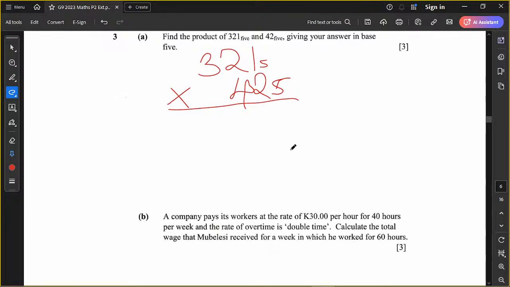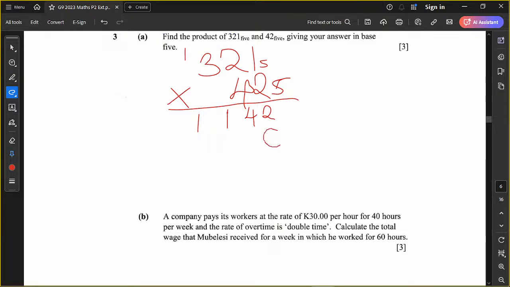Then we start multiplying. 2 by 1 will give us 2. 2 by 2 will give us 4. Now remember, I'm writing these numbers because they are less than 5. So 2 by 3, that is 6. 6 in base 5 is, so how many times can 5 go into 6? It will go 1 time, remainder 1. So I'm going to write 1 here. Then I carry 1 here on top. Is there any number I can multiply? No. That means I'll drop that one down here, just like the way we do in base 10.